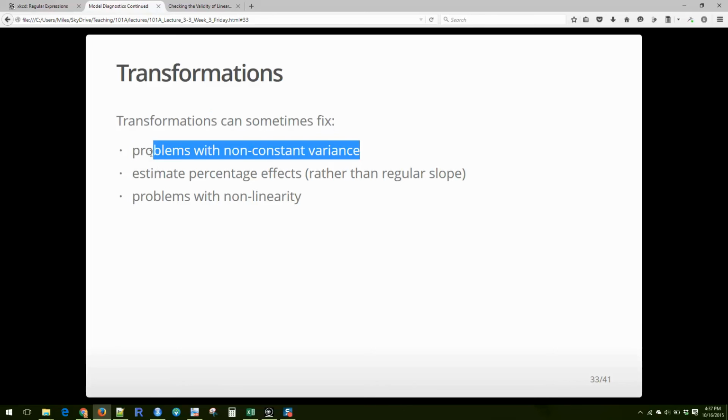Okay, so anyway, today we're just going to look at what transformations might fix this, and sometimes it can fix problems with non-constant variance. And then next week we'll look at how you can use transformations to estimate percentage effects rather than the regular slope. So the regular interpretation of the slope is when x goes up by 1, y goes up by this much. And then when you do the log transforms, it becomes when x changes by this percent, we expect y to change by this percentage. And then fixing problems with nonlinearity.